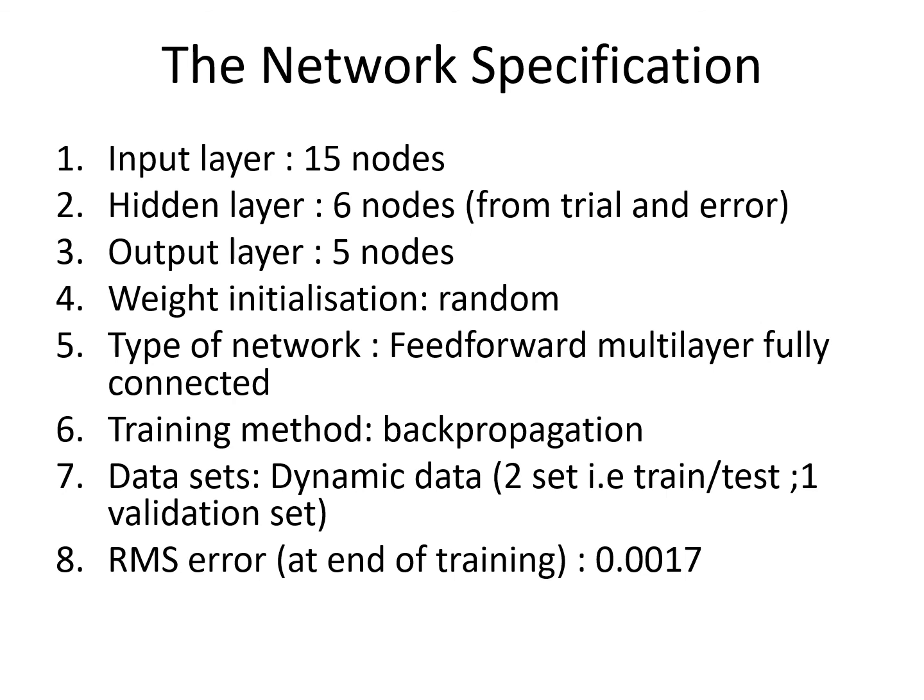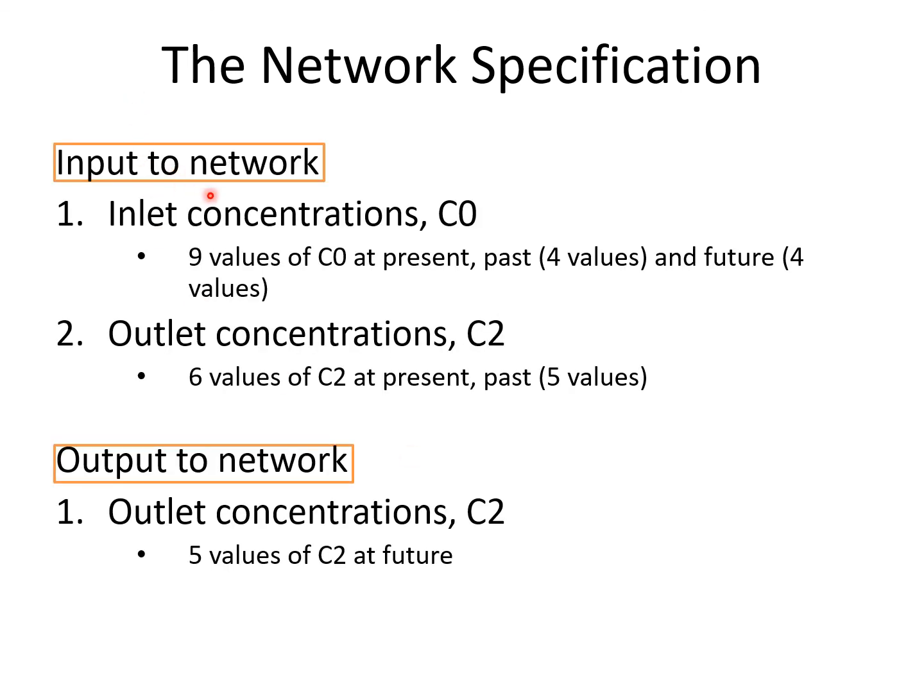That's it. So in this case, we had just now 15 inputs, which means the CO value at that time and nine values, 4 past values and 4 future values of the input CO, we call it the input to the neural network, and the output concentration, also the past values of the output, the present value, and the 6 past values for C2 as the input. So it becomes 15 inputs just now, and 5 outputs, because we want to predict the concentration of C2 at the next time step and the future time steps.